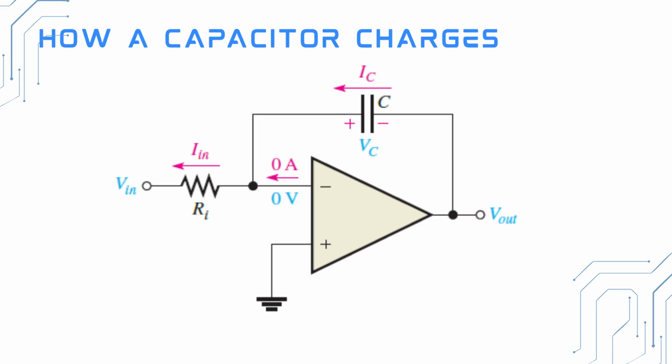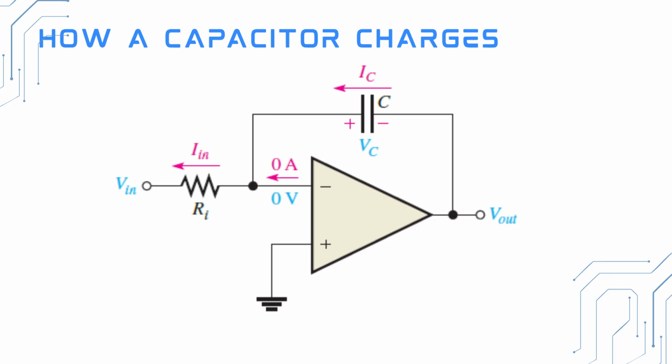Yung inverting input ng ating op-amp ay virtual ground or yung tinatawag na 0 volts. So, yung ating voltage across dun sa ating R sub I ay equal sa V in. Therefore, ang input current natin na I sub in is equal sa V in all over R sub I. Kung ang ating V in ay constant voltage, then yung ating input current is also constant dahil yung ating inverting input ay laging naka 0 volts. Keeping a constant voltage across dun sa ating R sub I or the input resistor.